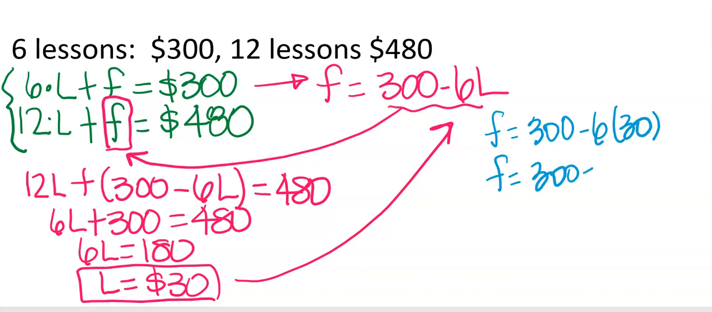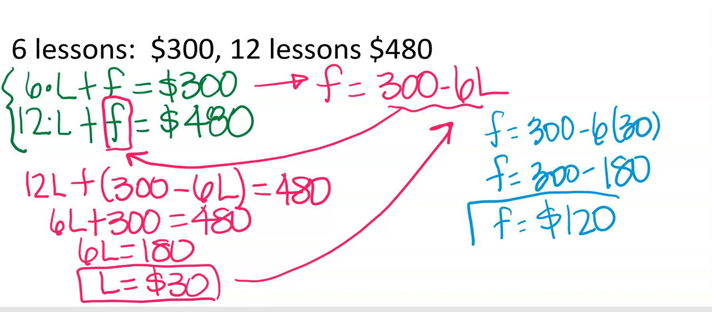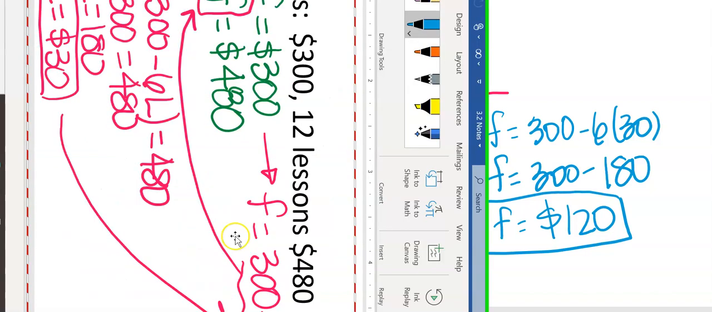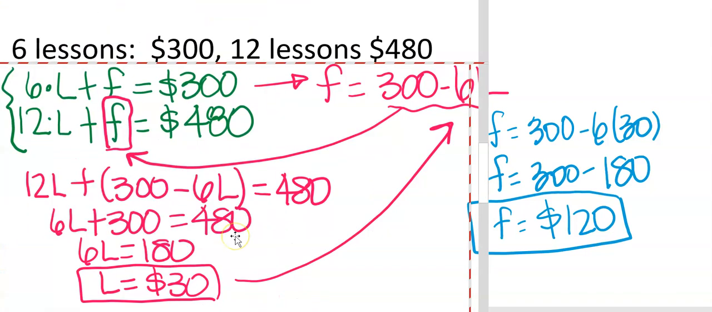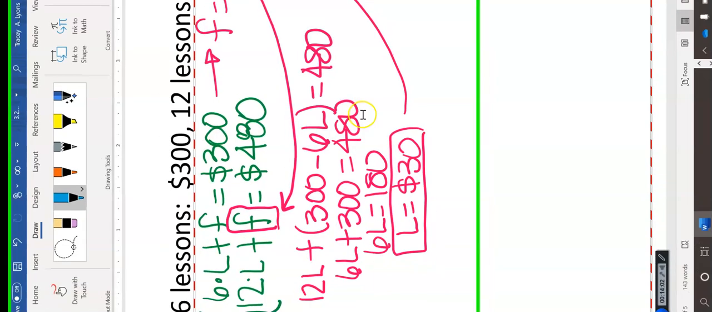So 300 minus 180, what is that, 120? So the very first lesson, you have to pay $120 plus $30 for the lesson. Every lesson after that is then $30. So $30 and $120.